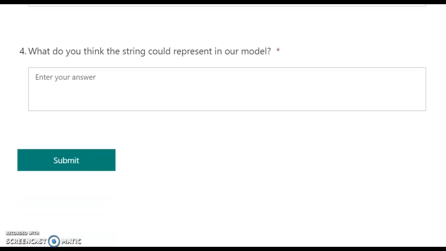And number 4, what do you think the string could represent in our model? Think back about what the main topic was of today, right? What's that thing that keeps us on Earth and keeps the planets all where they're supposed to be?